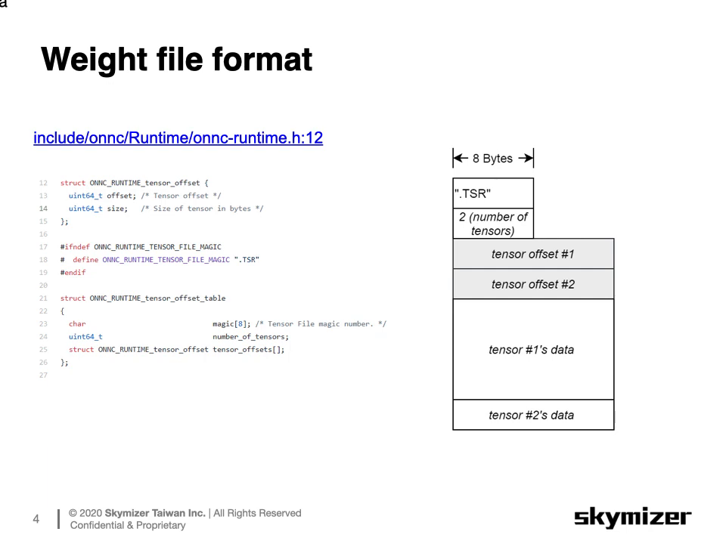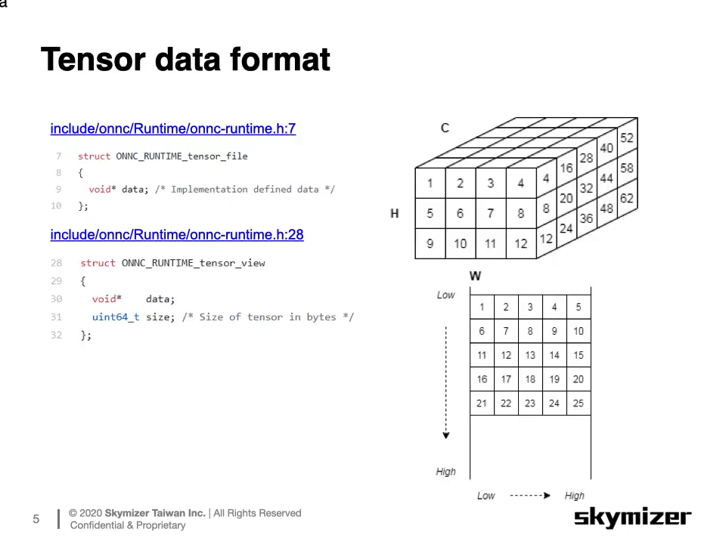Following the first 16 bytes is the tensor offset table section. For each tensor, the offset table keeps its size and an offset that indicates where in the file its raw data starts. The last part is the tensor raw data section, which keeps the values of the weight tensor. The picture on the right-hand side shows a simple tensor file which contains two tensors.